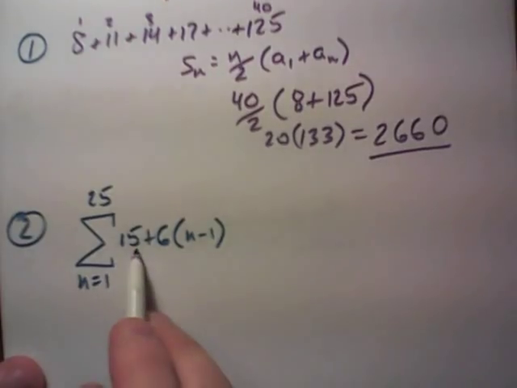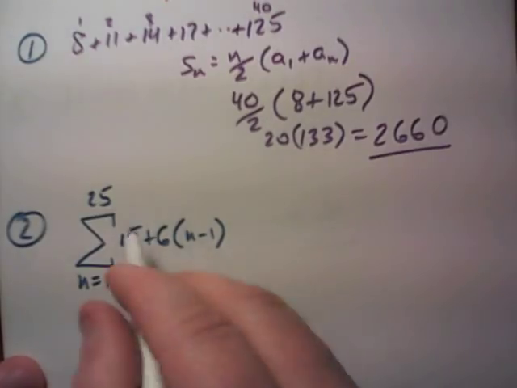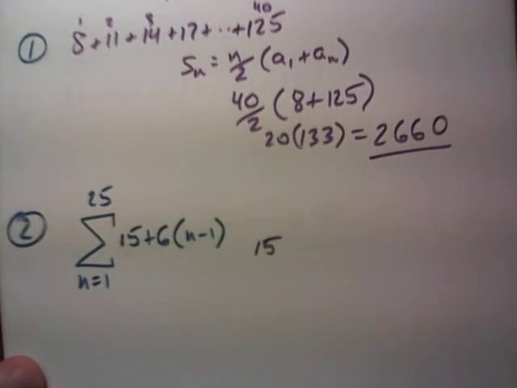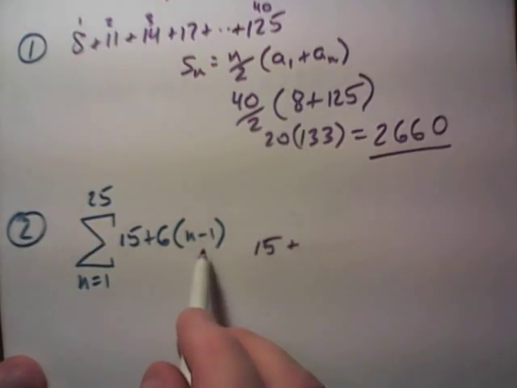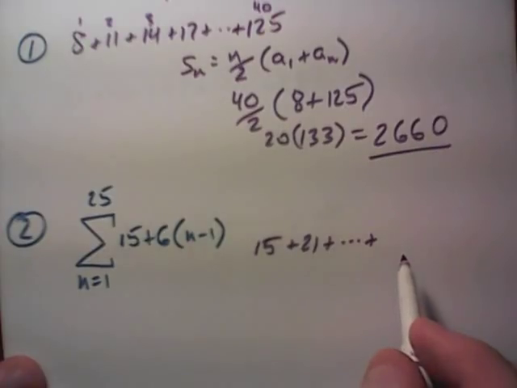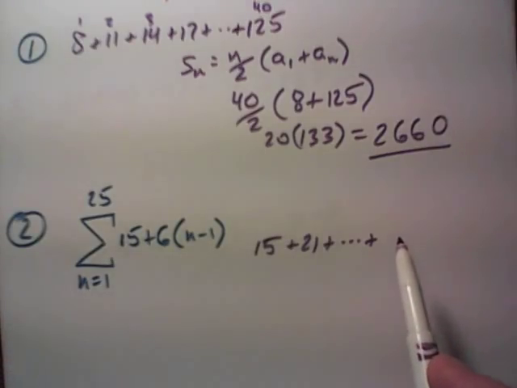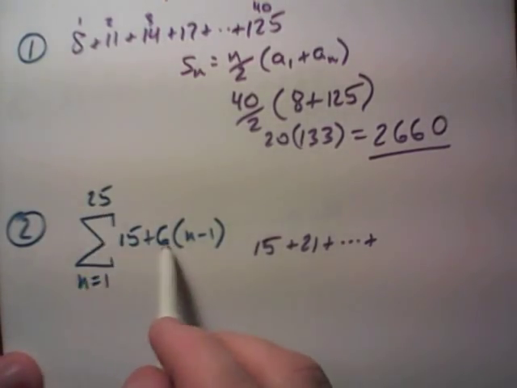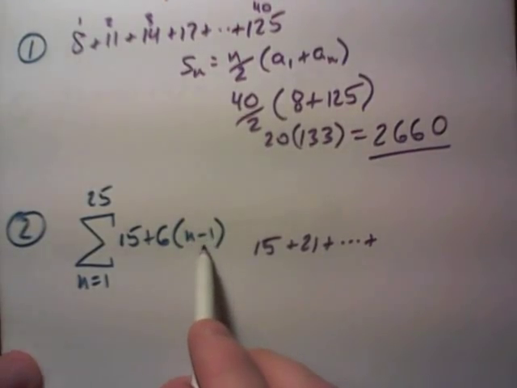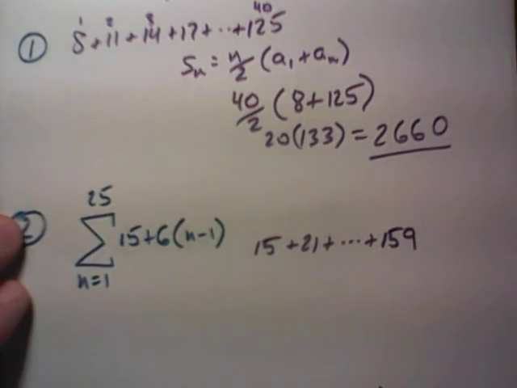If I plug in 1, which is my lower limit, I'm going to plug in 1 for n. 1 minus 1 is 0, times 6 is still 0, so my first term is going to be 15. And then I'm going to plug in 2 to get my second term. So that's going to be 15 plus 6, which is 21. And I can keep doing that. I really wouldn't need any terms except the first one and the last one because I know it's an arithmetic series. So if I plug in 25, 25 minus 1 is 24. 24 times 6 and then plus 15 gives me 159.